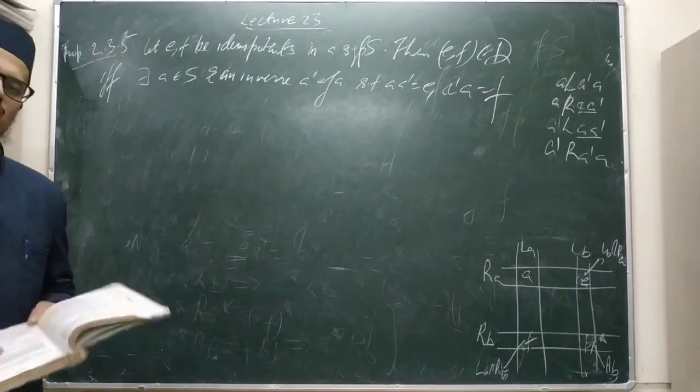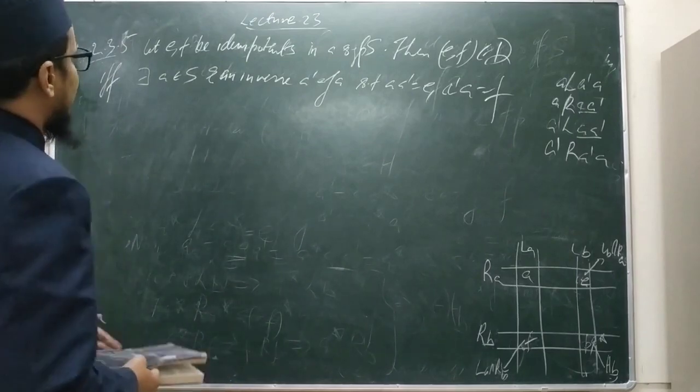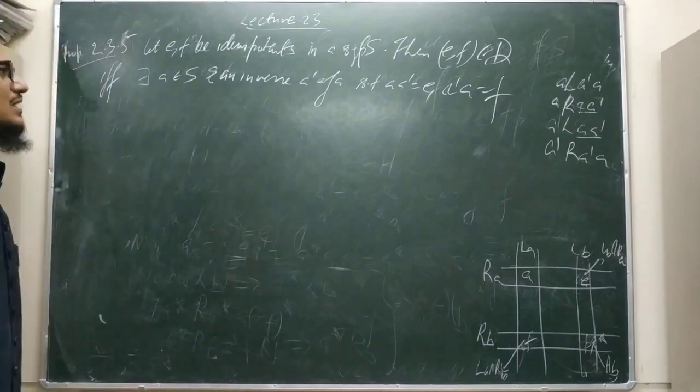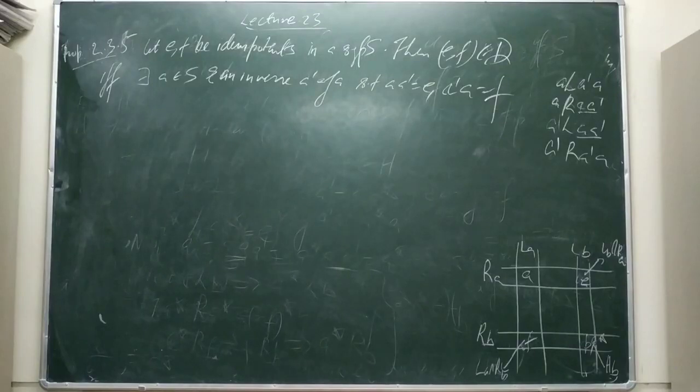Basically we use the previous theorem to prove this proposition. Let E and F be idempotents in a semigroup S, then E D F if and only if there exists A belonging to S and an inverse A dash of A such that A A dash is equal to E and A dash A is equal to F.